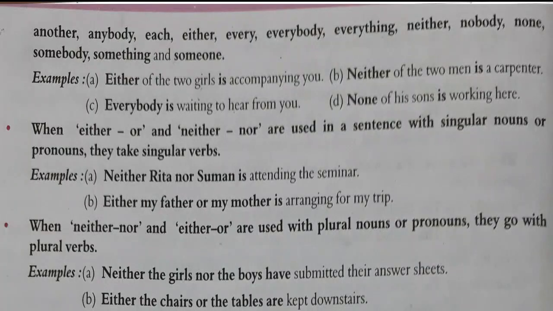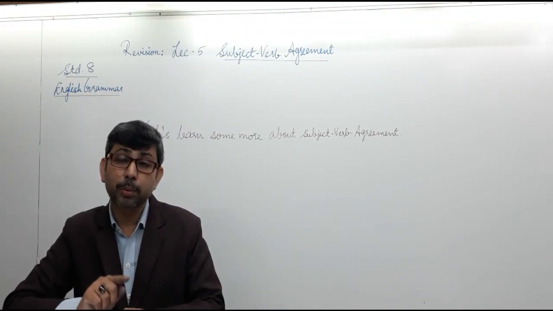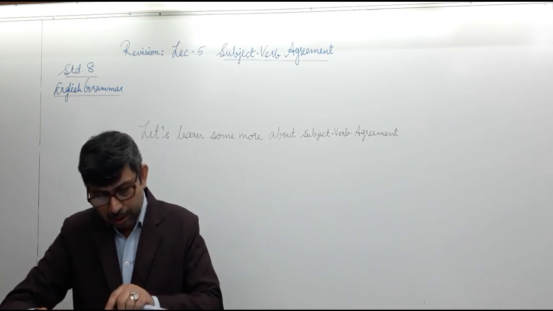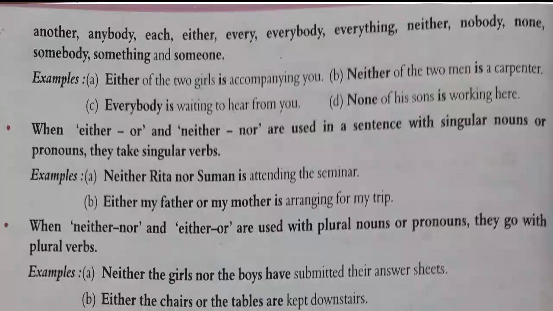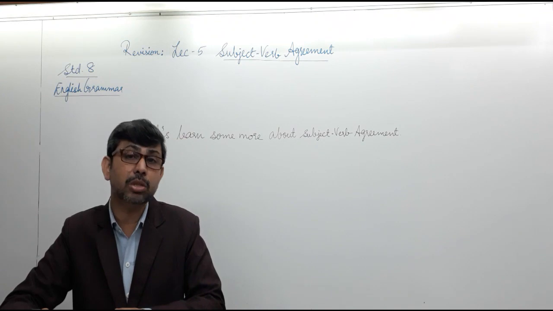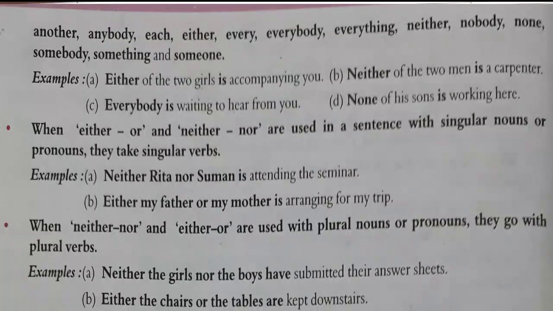When neither nor and either or are used with plural nouns or pronouns, they go with plural verbs. So we have to be very careful when we get a sentence or when we have to read or write something with regards to neither nor and either or. Let us see the examples. Neither the girls nor the boys. So see, we have used the words girls and boys as plural nouns over here. So neither the girls nor the boys have submitted their answer sheets.